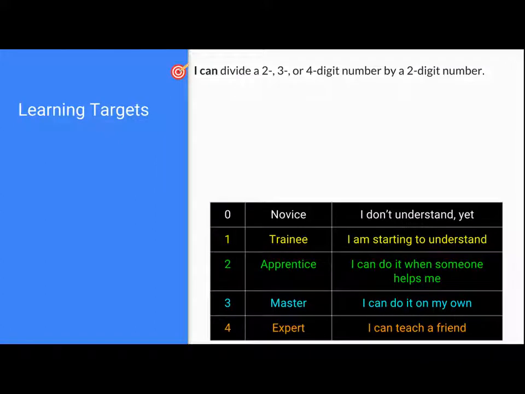So how do you feel now about this skill of dividing a 2, 3, or 4-digit number by a 2-digit number? Rate yourself.